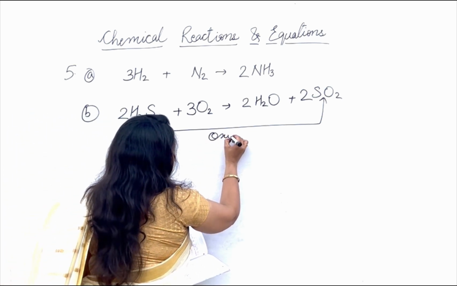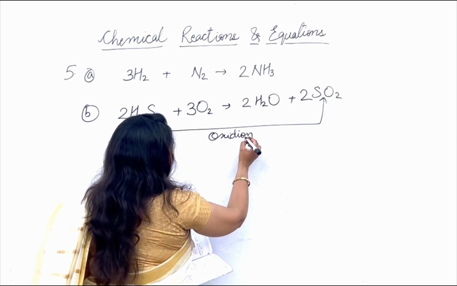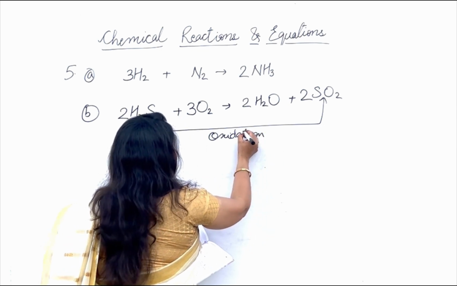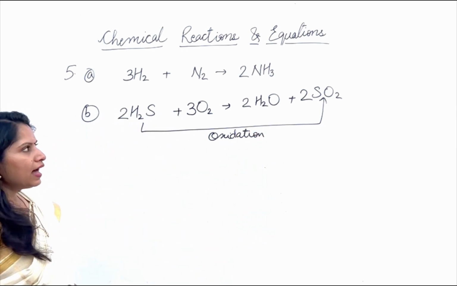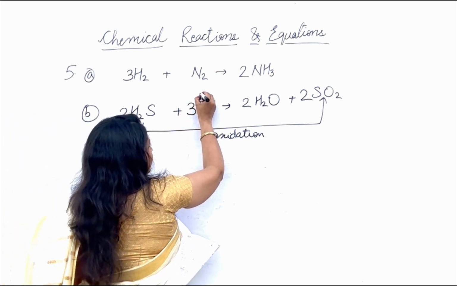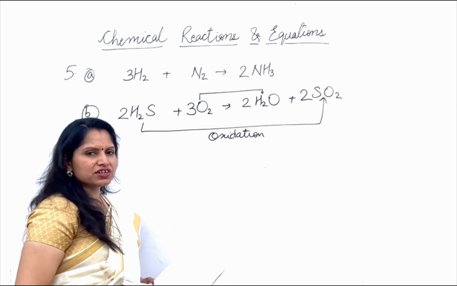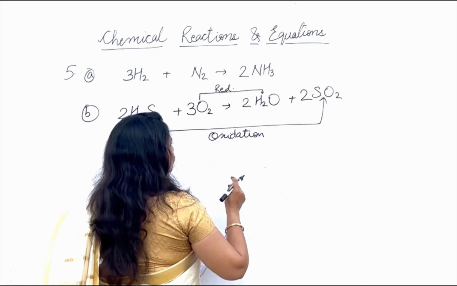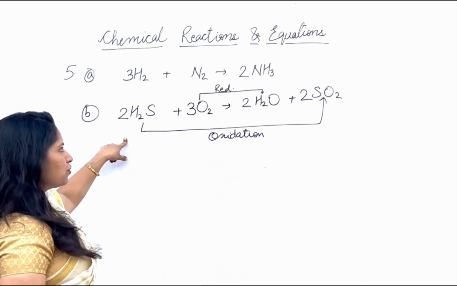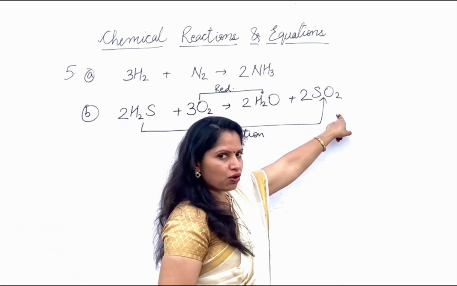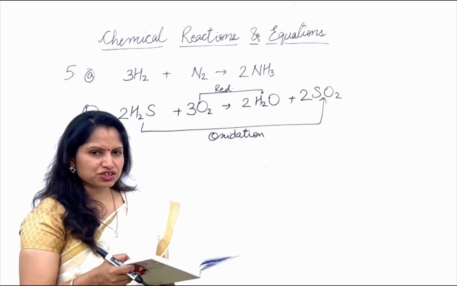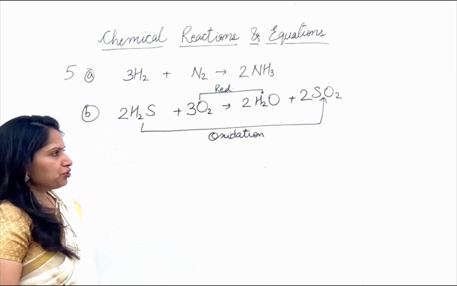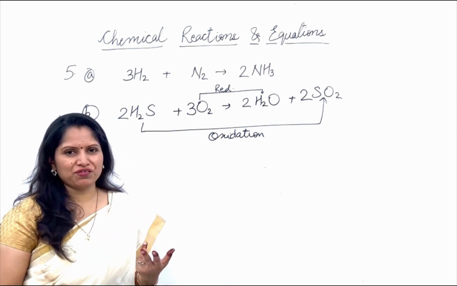So there is oxidation. Sorry, I have given a wrong spelling. So there is oxidation of hydrogen sulfide, and oxygen is combining with hydrogen. Adding of hydrogen is reduction, I told you. So there is reduction of oxygen to form water, and there is oxidation of hydrogen sulfide to form sulfur dioxide. So this is an example of a redox reaction, but probably no one is going to ask you which type of reaction that is. But in case they ask, you are ready for every question.